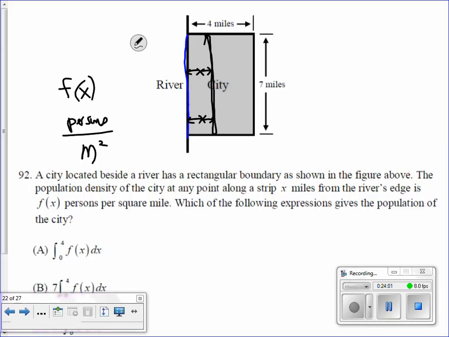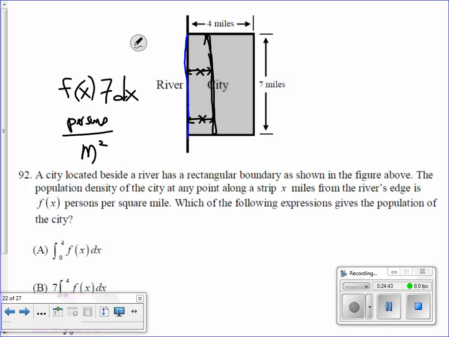What would the area of this strip be? Well, what's the length of this dimension? 7. What's this dimension going to be? Well, this is x. This is going to be a very infinitely small change in x. It's dx. So it's dx times 7, or 7 times dx. The area of that one strip would be length times width, 7 times dx. Now that would only give us the number of people living in this single strip. We want to get all the people, so we'd want to add up all these.